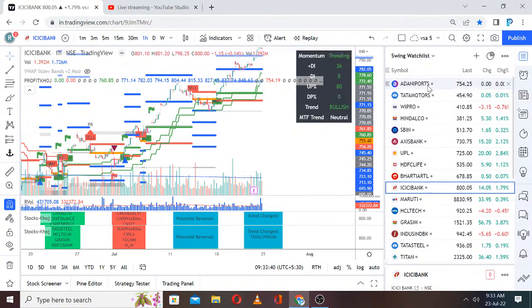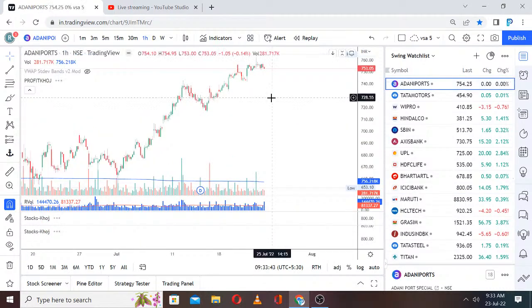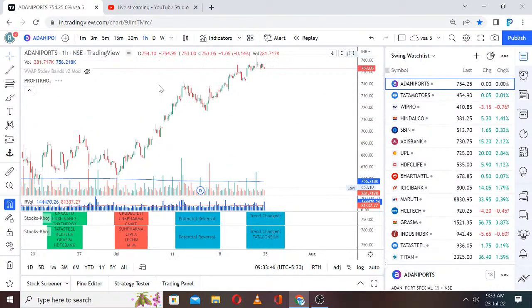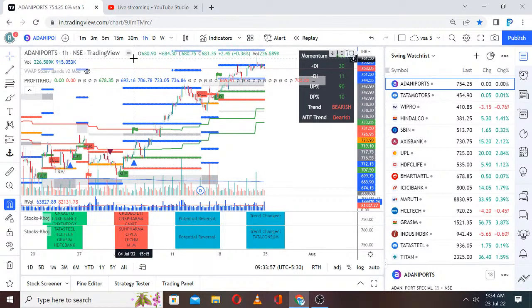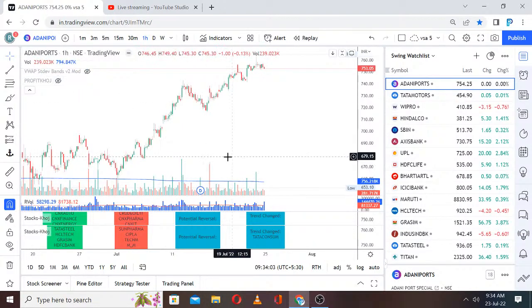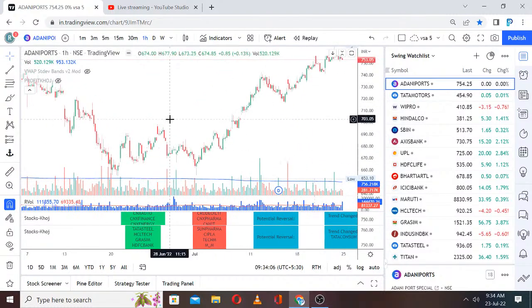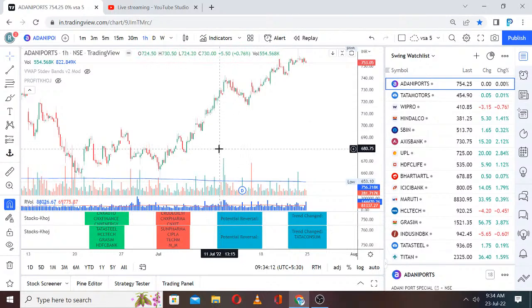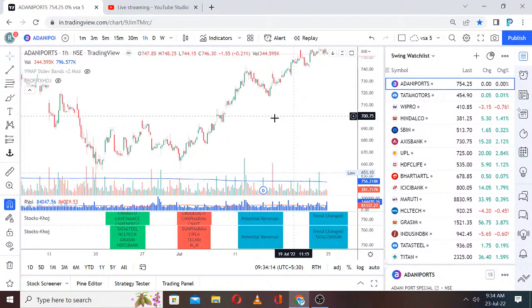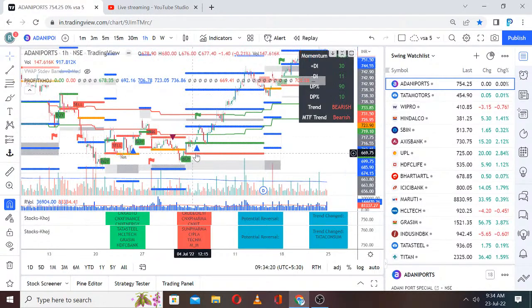For example, we'll take Adani Ports first. For swing trading, our higher time frame will be 1 hour. This is the time frame for analysis, and our entry time frame will be 5 minutes. So you can see here, this is clearly an uptrend. For those who do not understand uptrend and downtrend, you can see the arrow here.